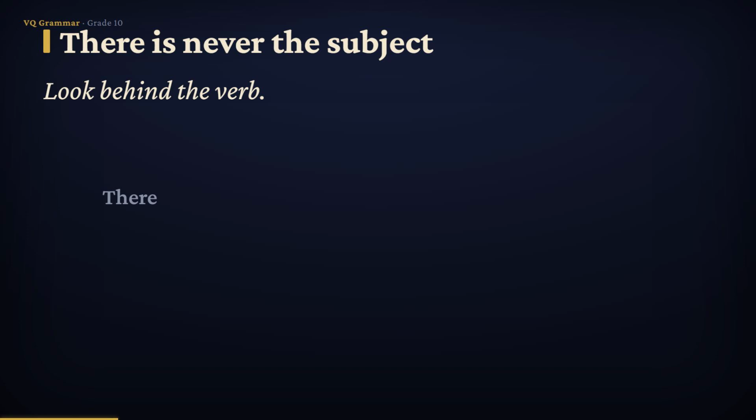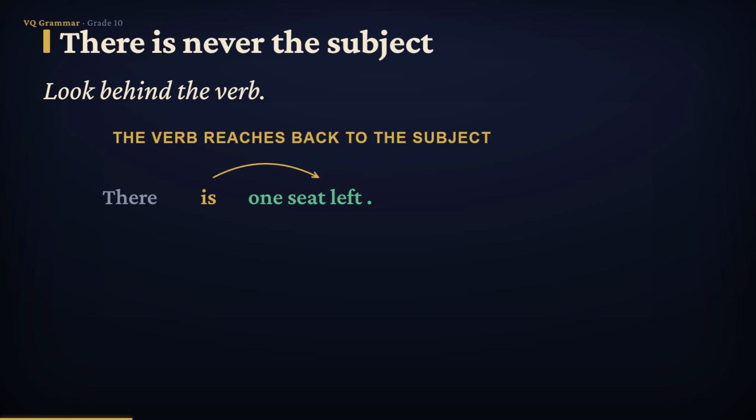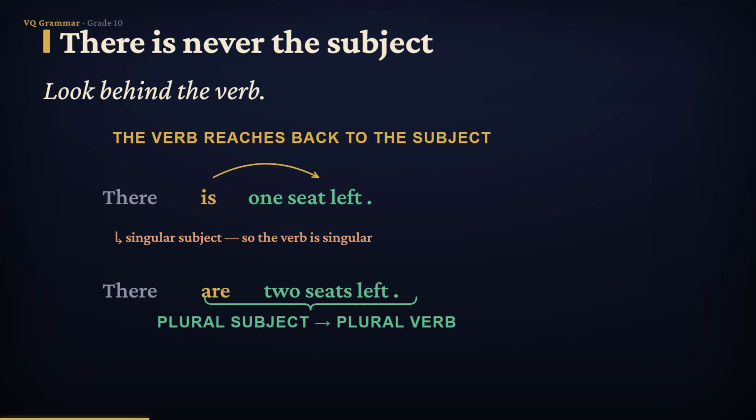Look at this one. There is 1 seat left. Ask who or what is left, and the answer comes back 1 seat. That is your subject, and it is sitting behind the verb. 1 seat is singular, so the singular verb fits perfectly. Now change the count. There are 2 seats left. 2 seats is plural, so the verb turns into are.